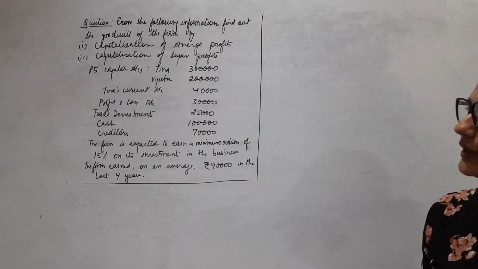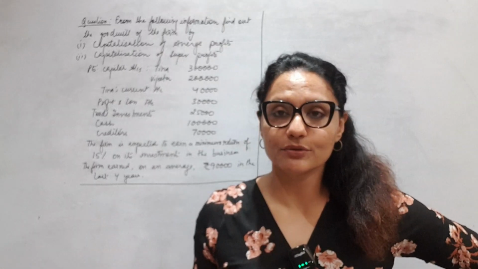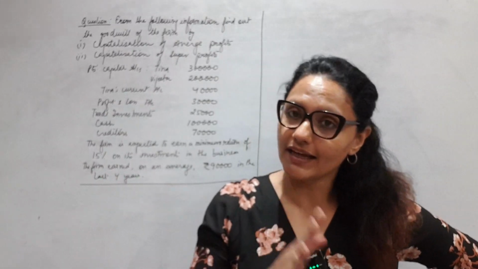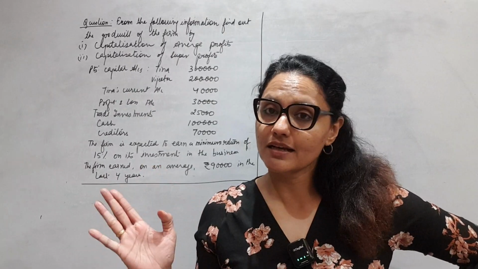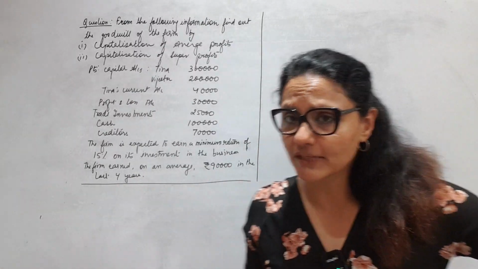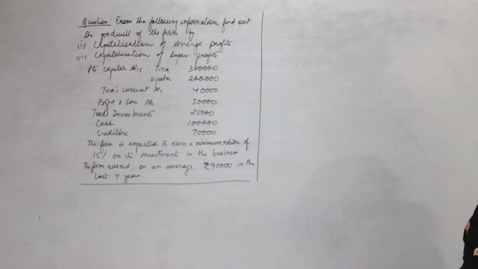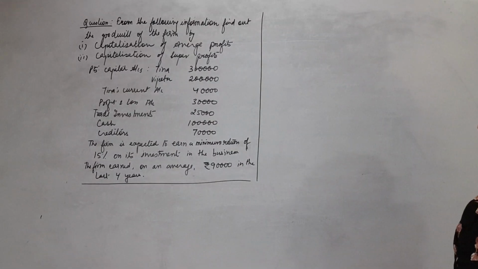Okay. So you have to understand. We have done finding capital employed using the liability side approach and the asset side approach. In this sum, which one will be applicable, or can you use both? Either. The firm is expected to earn a minimum return of 15% on its investments in the business. What does this mean?